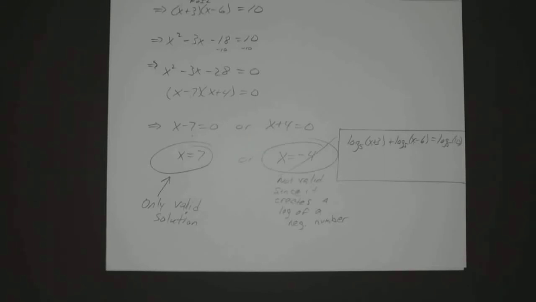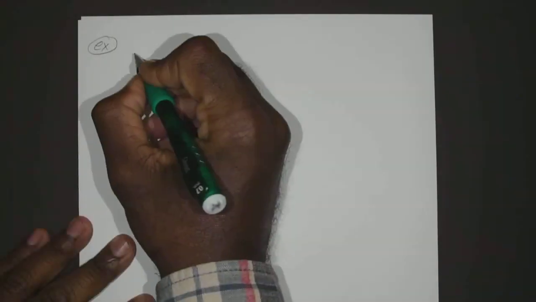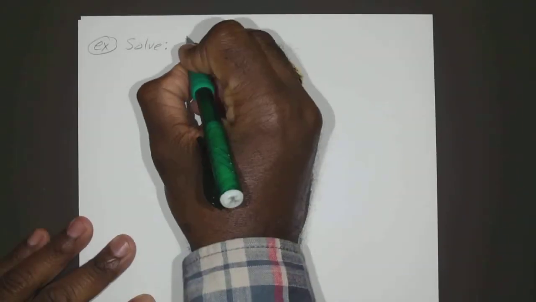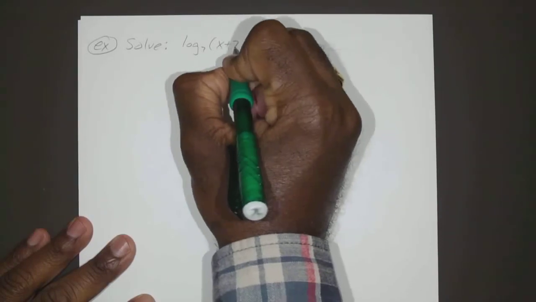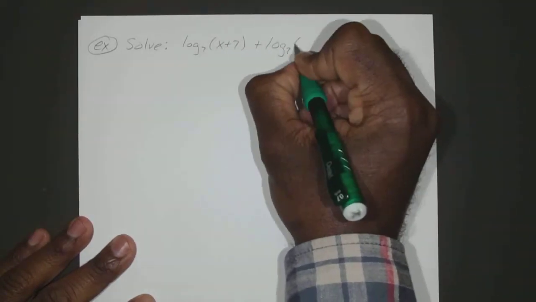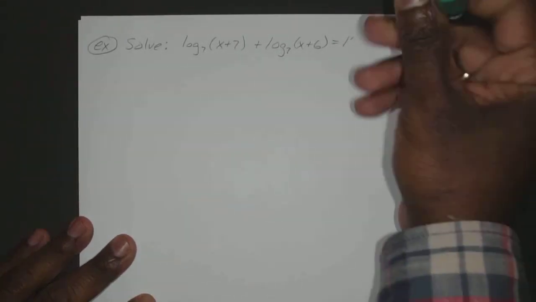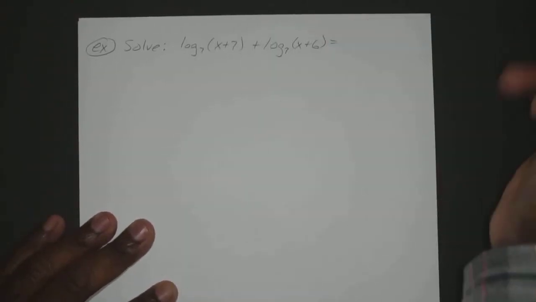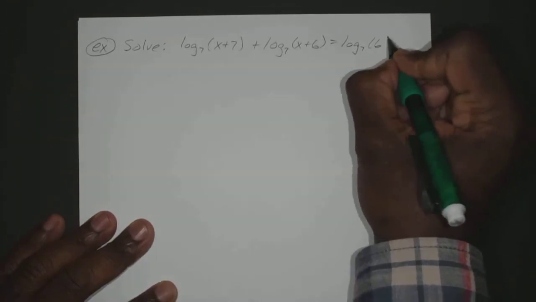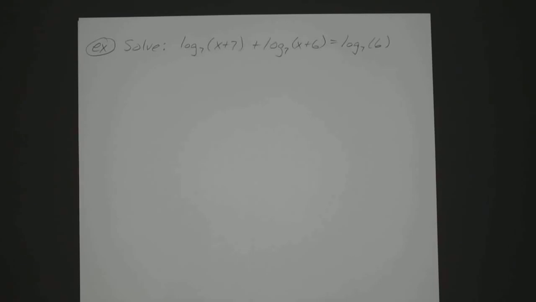All right. Still writing. All right. So let's say for our next example, say if we want to solve log base 7 of x plus 7 plus log base 7 of x plus 6 equals log base 7 of 6. Okay. Now I'll give you a few minutes to start on that one.